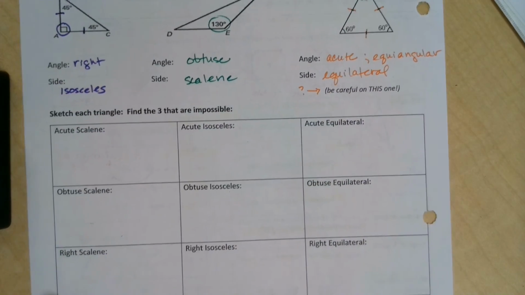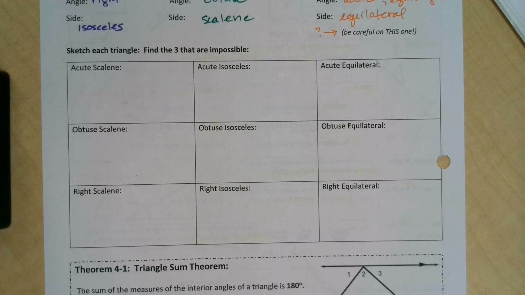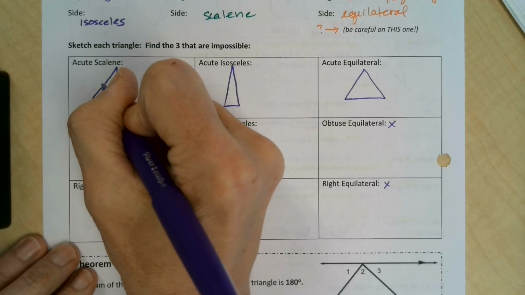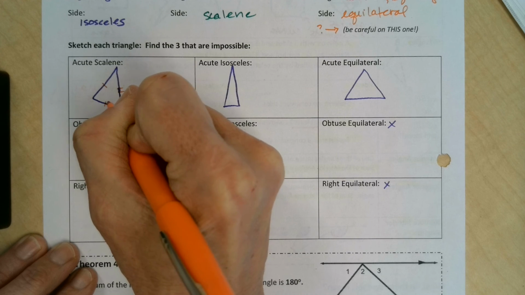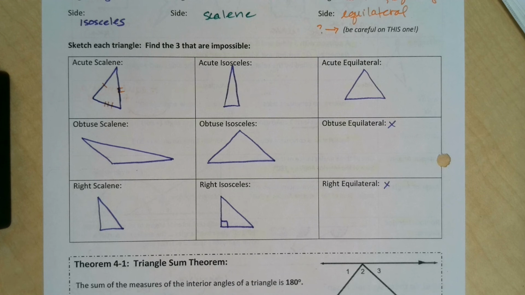All right. So now we have some sketches, and I heard the one group is already working on it. I want you to sketch each triangle, and I want you to find the 3 that are impossible. On your mark, set, sketch. All right, I'm going to go with 2 impossible. Does that sound better? Yeah. Let's argue. Ready? If I have 3 different lengths, and all of these angles are smaller than 90 degrees, I have an acute scalene. I'm okay with that, right?